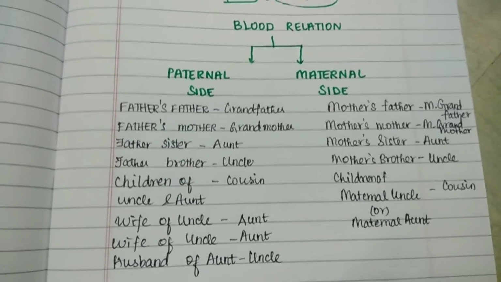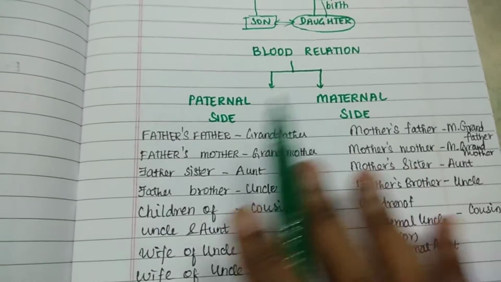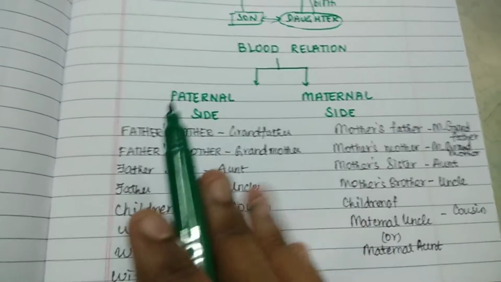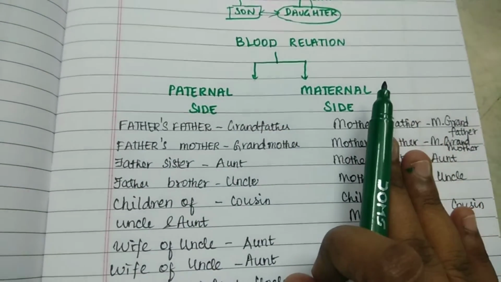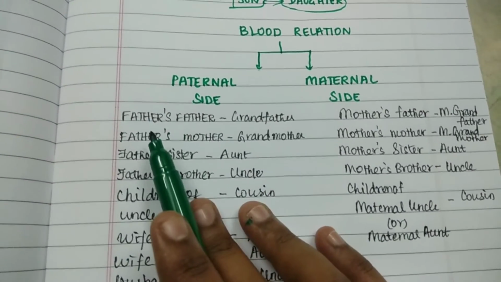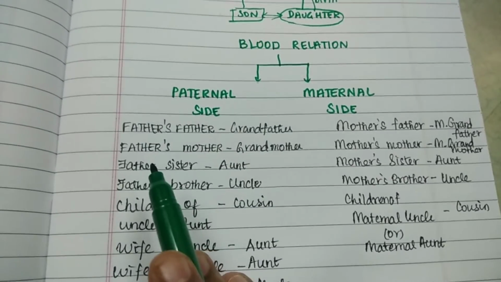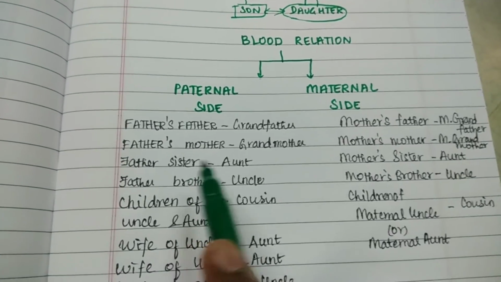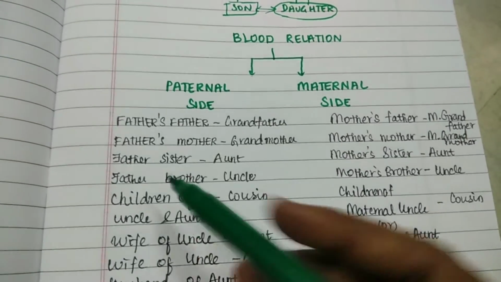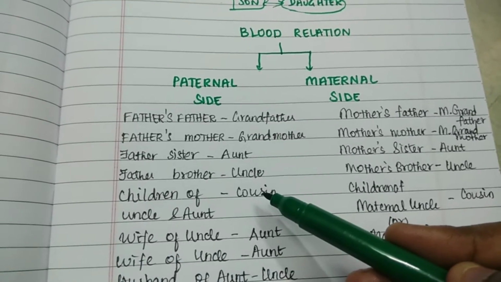Next, let's see what are the types of blood relationship. We have two sides of blood relation. One is the paternal side and the other is the maternal side. The paternal side is your father's side relations. The maternal side is your mother's side relations. Here we can see some terms. You call your father's father grandfather, and father's mother grandmother. Suppose your father has a sister, you call her aunt. If he has a brother, you call him uncle. The children of these uncle and aunt, you call them cousins.